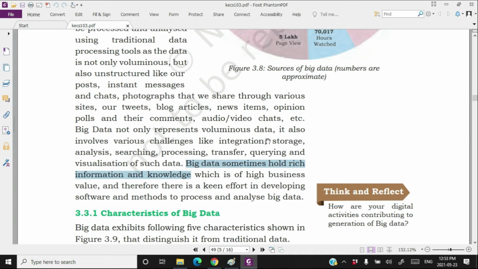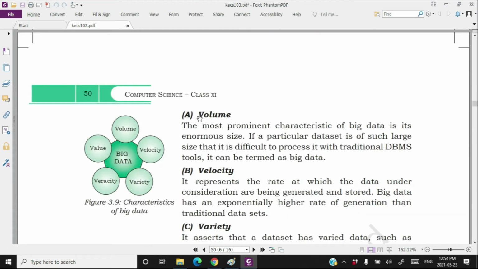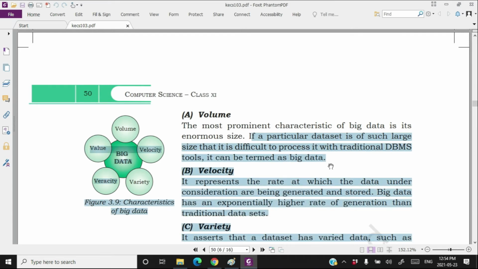So hopefully you got what big data is. There are a few characteristics of big data. First thing is, of course, volume. Volume is the most prominent characteristic of big data. It is enormous in size. If a particular data set is of such large size that it is difficult to process it with a traditional DBMS tool.